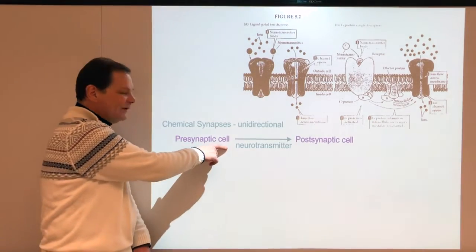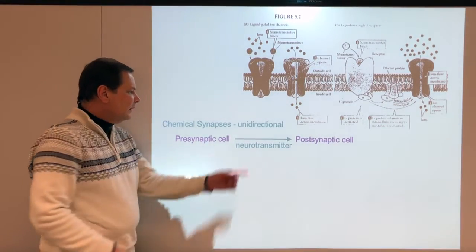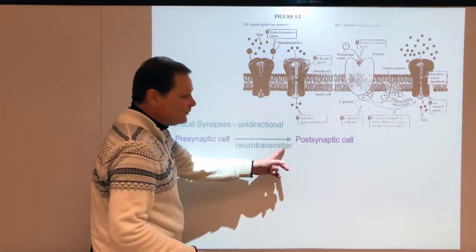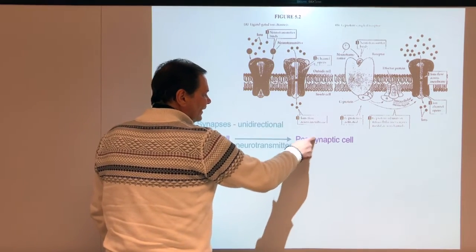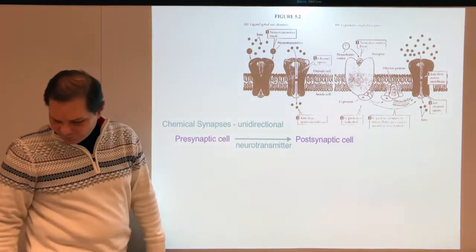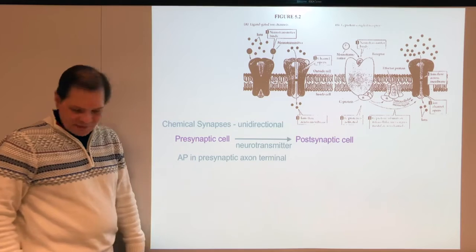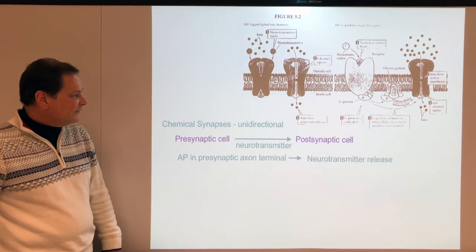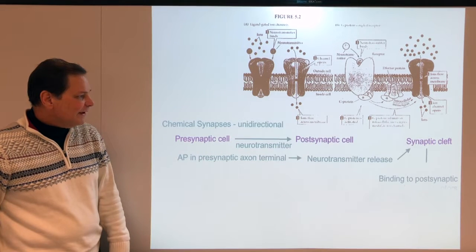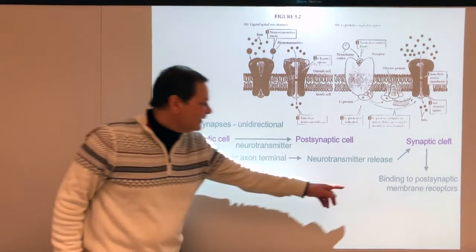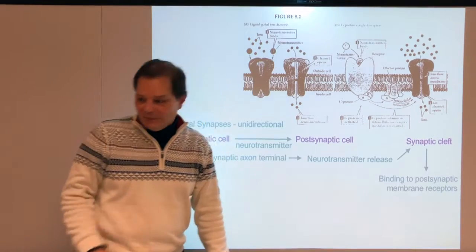So you have a presynaptic cell. In the case of our neuromuscular junction, that's the neuron. The presynaptic cell releases a neurotransmitter into a synaptic cleft, and that neurotransmitter binds to receptors on a postsynaptic cell. So you have an action potential in the presynaptic terminal that causes neurotransmitter release. That is released into the synaptic cleft, and then that binds to receptors on the postsynaptic membrane. In the case of a neuromuscular junction, that is the skeletal muscle membrane.